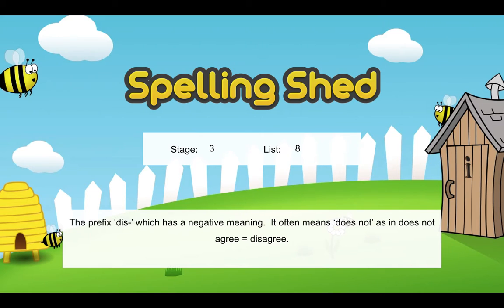Remember, we're looking at the prefix dis this week. When we add that to a root word, it changes its meaning, so it makes it mean the opposite. It often has a negative meaning and it means does not.